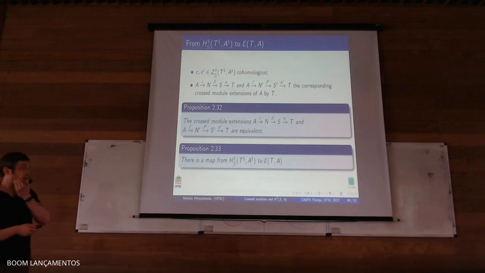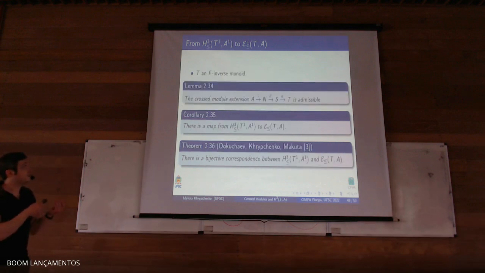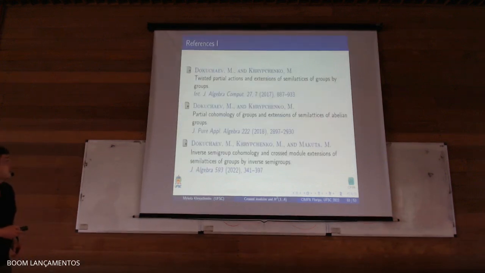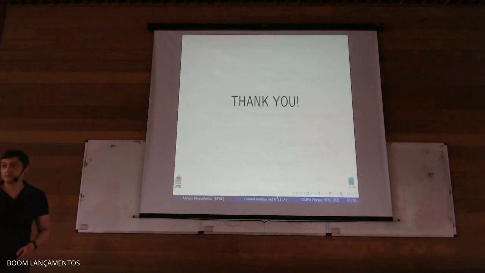So I don't know whether the resulting extension will be admissible or not. And in fact, if T is an F-inverse monoid, it is. If it's not, I don't know. So restricting our case to F-inverse monoids, we have a one-to-one correspondence between these cohomologies and these cross-module extensions. And I think this is the final result. Okay. Thank you.